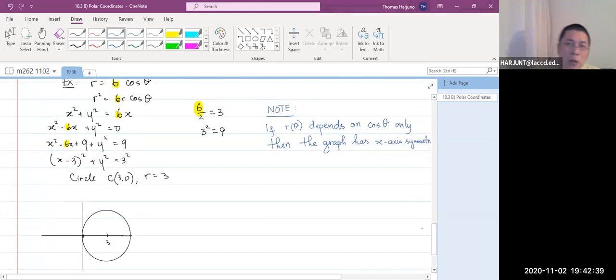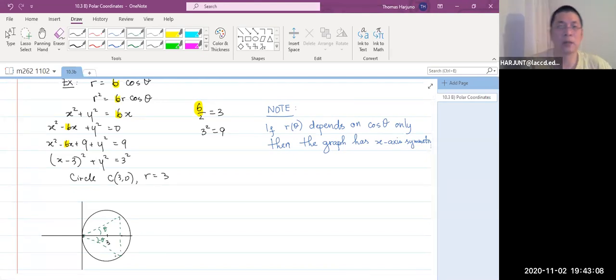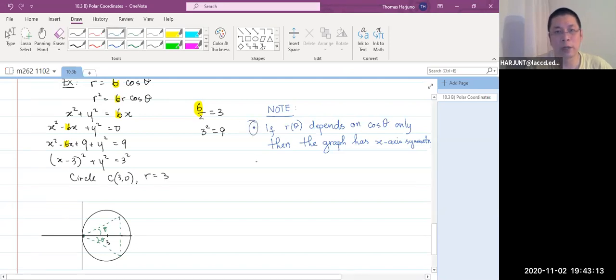Why? It depends on cosine theta. You will see that when you go in the theta direction and when you go in the negative theta direction, it will give you the same x. If you go in the theta direction and negative theta direction, it will give you the same x, opposite-wise. That tells you that we have x-axis symmetry. In fact, we can go further using this observation.